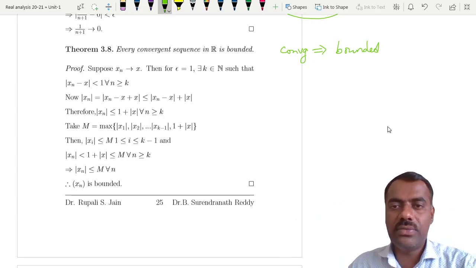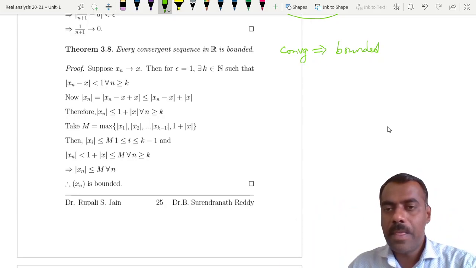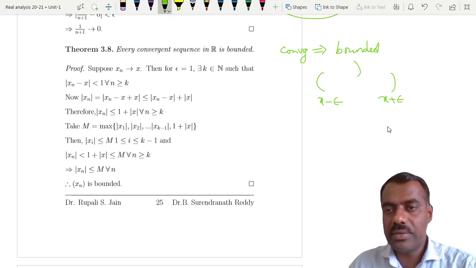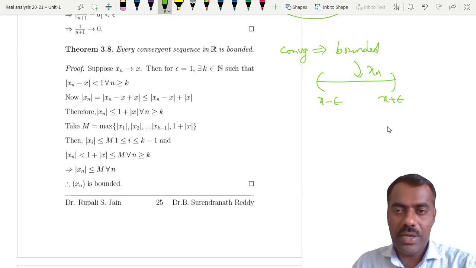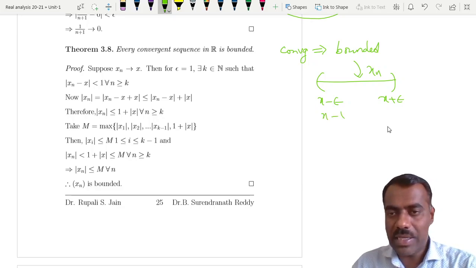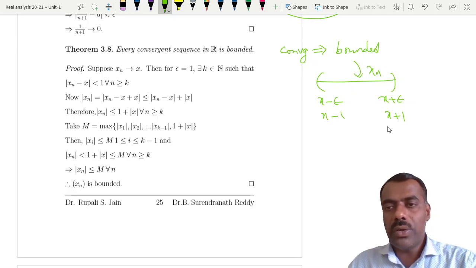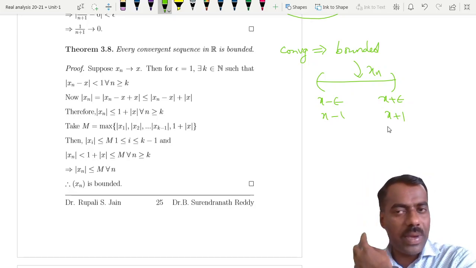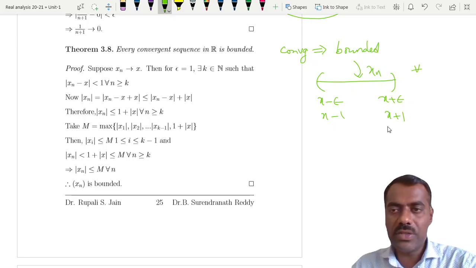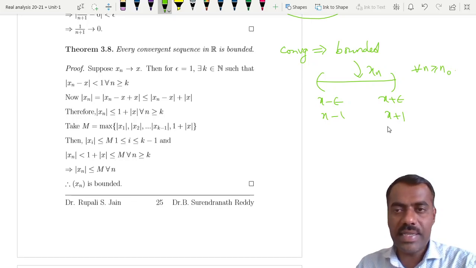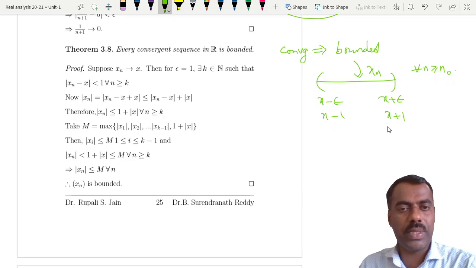First think about what we know: if it is convergent, then after some stage all elements of that sequence xn lie in this interval, x minus epsilon to x plus epsilon, right? In particular you can take epsilon as 1, so this will become x minus 1 and x plus 1. Okay, so you already got an upper bound for the maximum of these elements, which is x plus 1, right? This is true for all n greater than or equal to n naught. So all the elements after n naught, the xn's, are less than or equal to x plus 1. This we already have. Okay, if you want, you take modulus. That is not a problem.